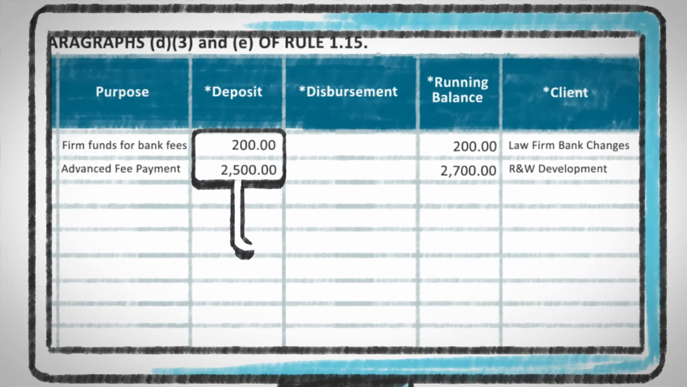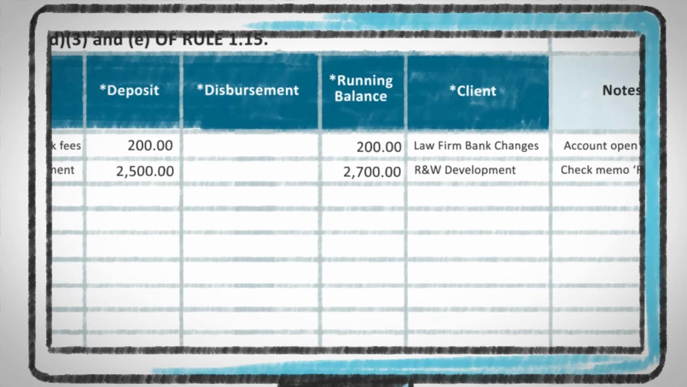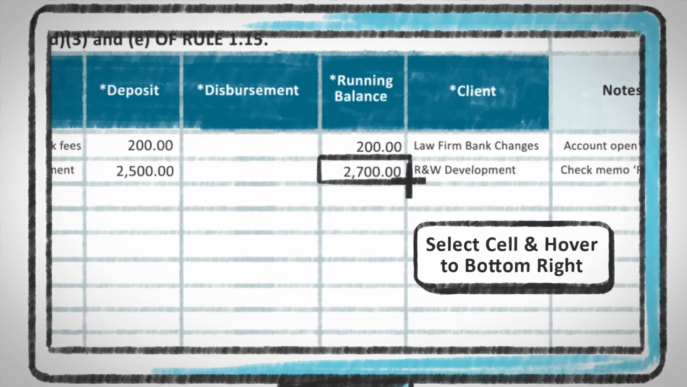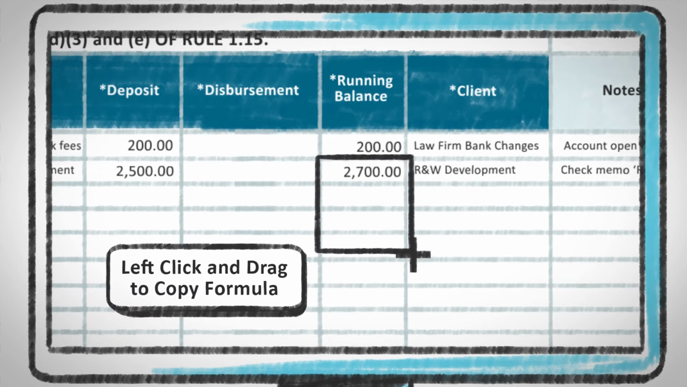Now that you've added our transaction, let's look at your updated running balance. The running balance is automatically calculated in the State Bar Excel template. To copy the formula, first select the last cell with the formula and hover on the bottom right of the cell. You'll see that your cursor will turn into a cross. Then click, hold, and drag down as far as you want to copy the formula. The running balance column will be automatically calculated for you.